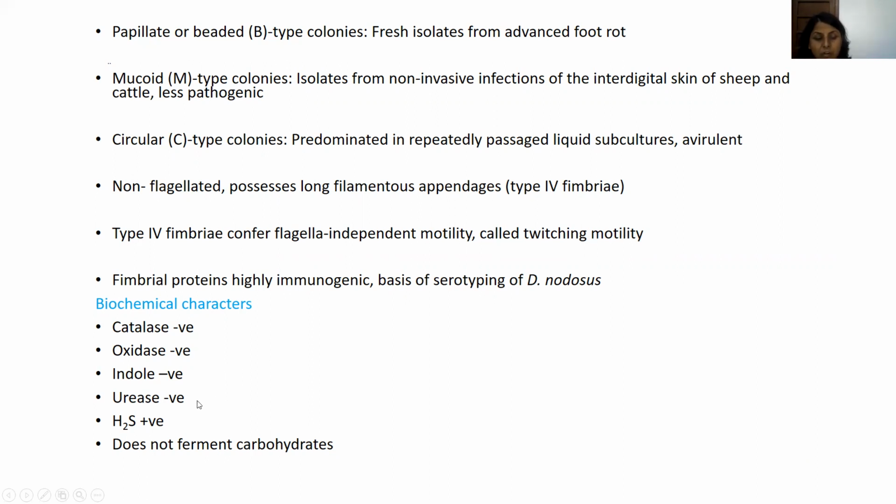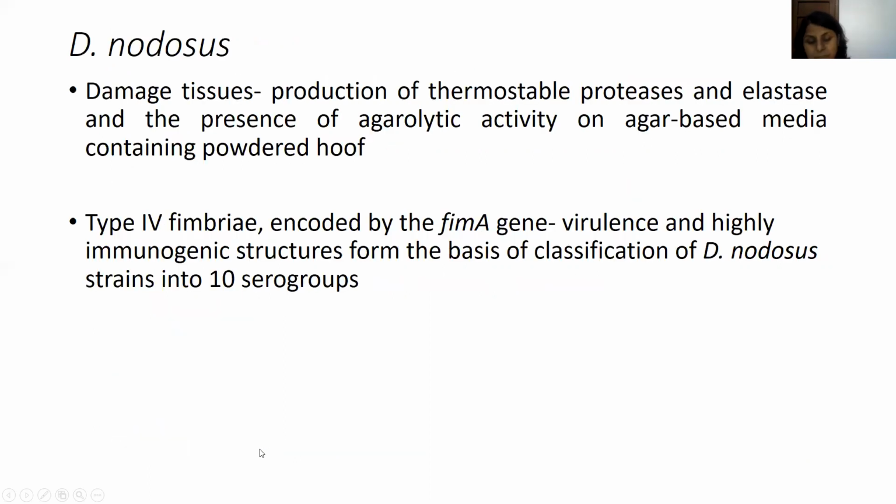Catalase, oxidase, indole, and urease are negative, and H2S is positive, and it does not ferment carbohydrates. It produces thermostable proteases and elastase, and has elastolytic activity based on the agar-based media containing powdered hoof, and the type 4 fimbriae is also responsible for the virulence, and also the basis for the classification into 10 serogroups.